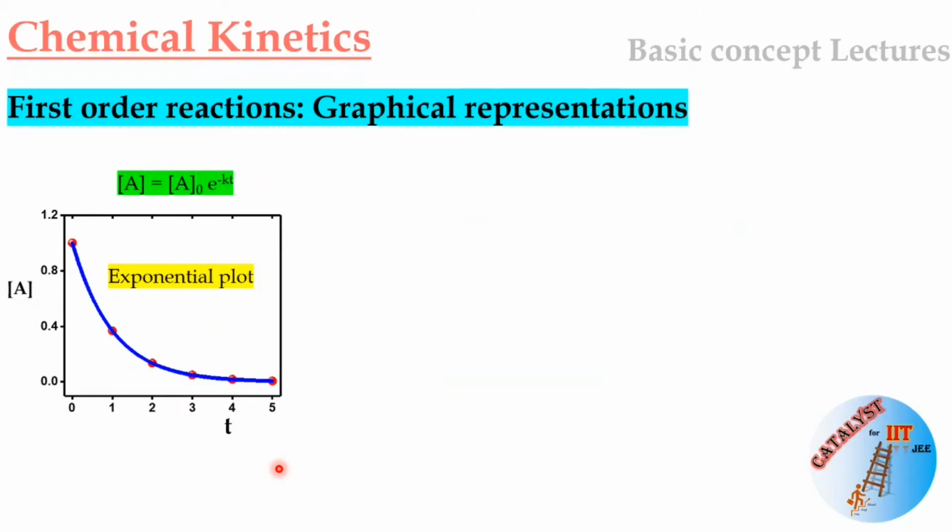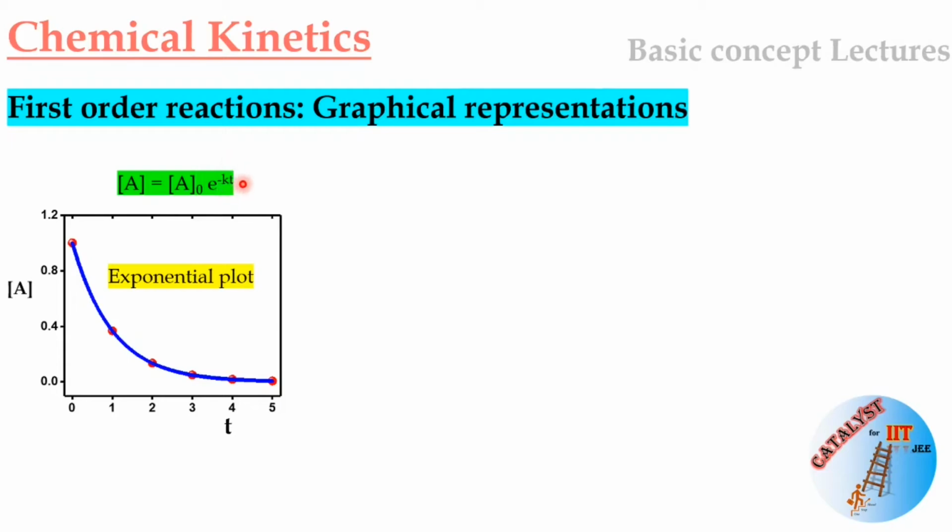Now let us look at some graphical representation. What we have seen, A equal to A naught e to the power minus kt, is the integrated rate equation for a first order reaction. As you can see, if you increase the time t, from 0 to 1, 2, 3, 4, 5, the time is increasing.